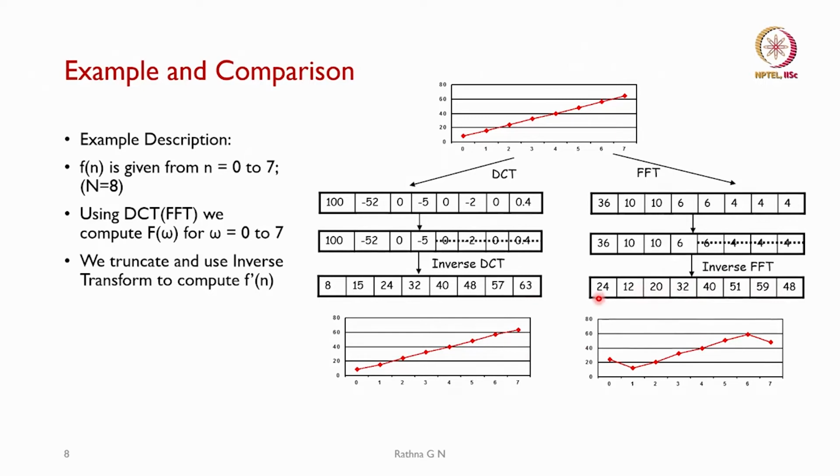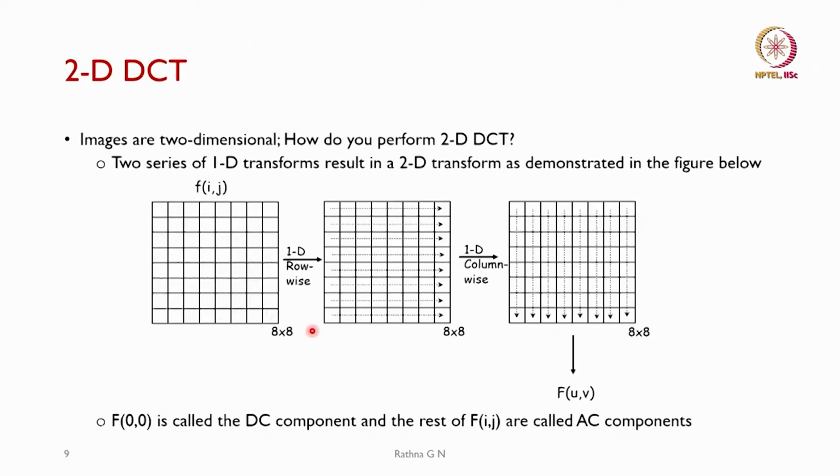You will see a lot of difference, with some places having bad values. Here it has gone bad, and here it is a little smooth. Again at the higher end, instead of 64 it is 48. This is somewhat near in these values, and after that it goes down. So, you see the advantage of using DCT for compression, because we can eliminate these zeros. We truncate and use the inverse transform to compute our f dash n in both cases. Coming to 2D DCT, how are we going to incorporate this, that is 2 dimensional?